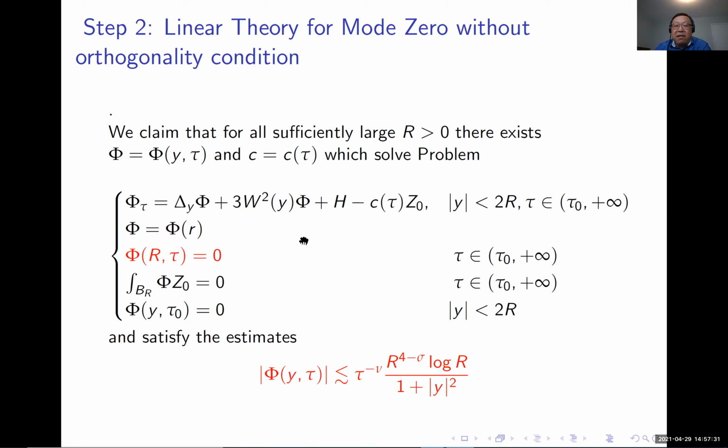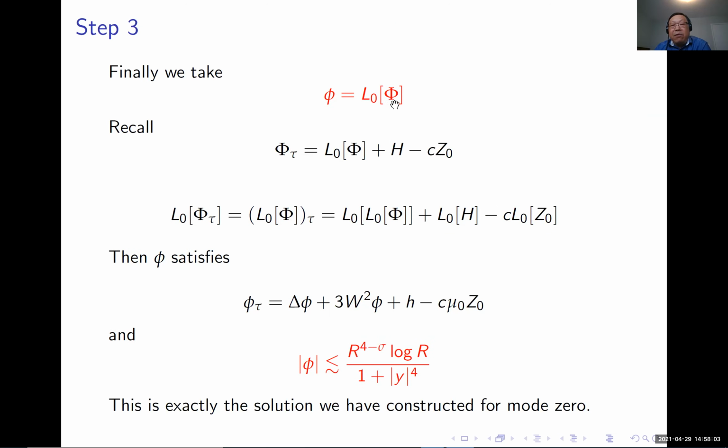So this is a linear theory without any orthogonality condition. Now you can imagine that without an orthogonality condition, your solution will be much worse. And in fact, this is what you have: the solution loses a lot of powers of R because you don't have any orthogonality condition. Now, this is part of our linear theory. So once we get this solution without orthogonality condition, we just act with L zero on both sides. This returns you to your original equation. Since we are acting with L on this side, of course you gain a lot of decay because you are taking two derivatives. And so this is how we construct the solution with mode zero.